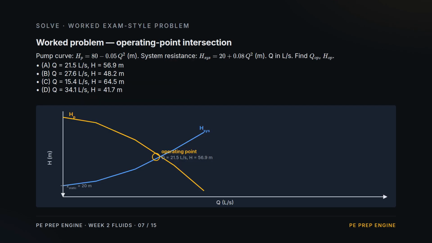Worked problem. Pump curve: H sub P equals 80 minus 0.05 Q squared. Head in meters, flow in liters per second. System resistance: H sub sys equals 20 plus 0.08 Q squared. Find the operating flow and head. Populate the table, set the curves equal.